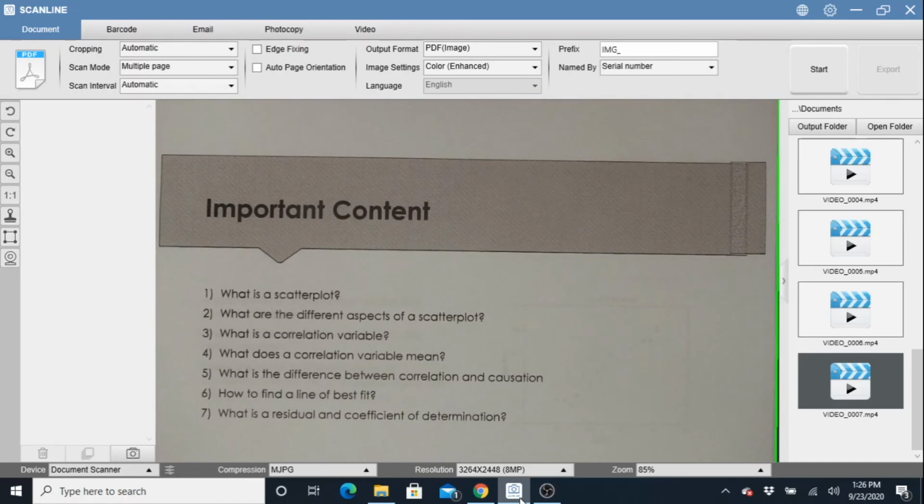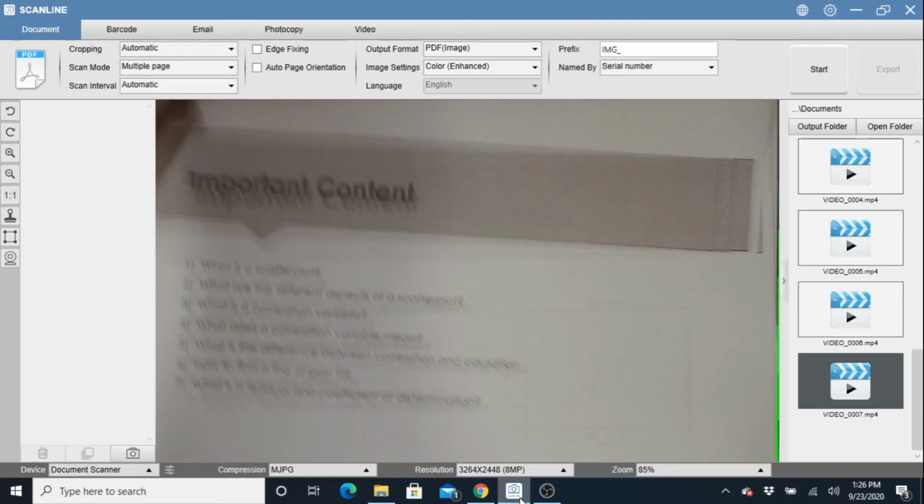what is a correlation variable, what does a correlation variable mean, what is the difference between correlation and causation, how does it fit, how do we find a line of best fit, and what are things like the residuals and the coefficient of determination. So the very first thing that I want to look at is what is a scatterplot.